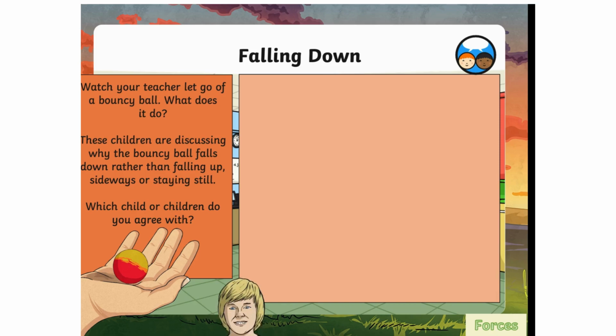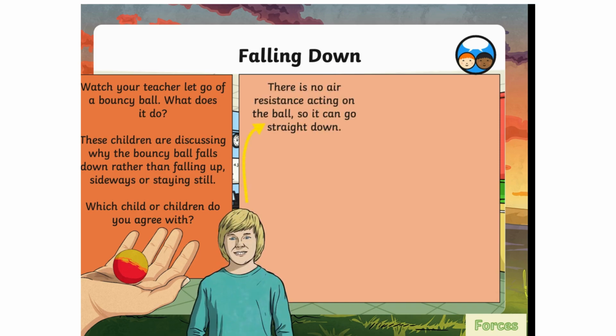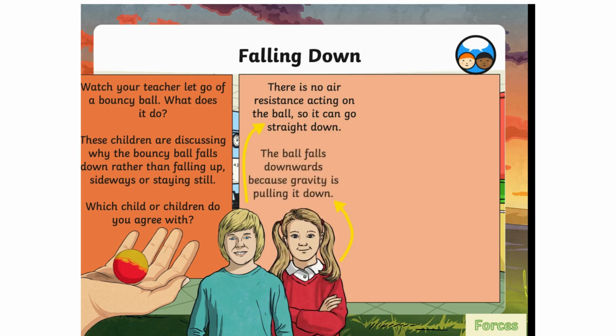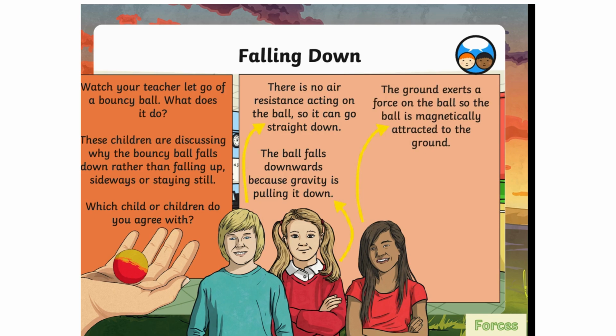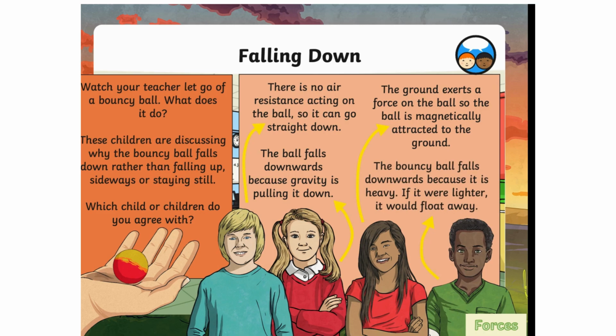All right. So the first one says there is no air resistance acting on the ball, so it can go straight down. Maybe one of you was thinking the same. The girl says the ball falls downward because gravity is pulling it down. The other girl says the ground exerts a force on the ball, so the ball is magnetically attracted to the ground. The last student says the bouncy ball falls downwards because it is heavy. If it were lighter, it would float away.